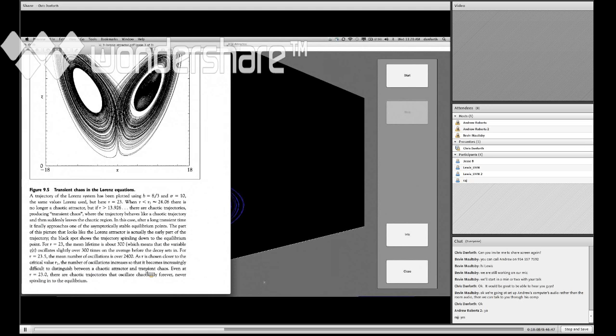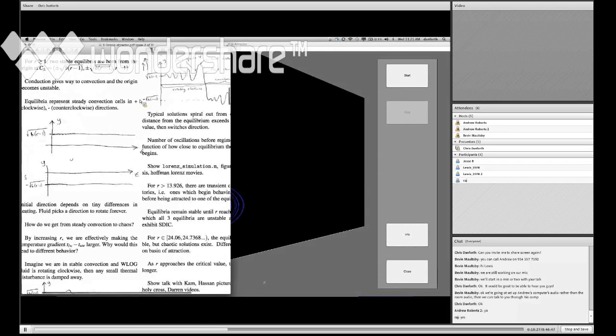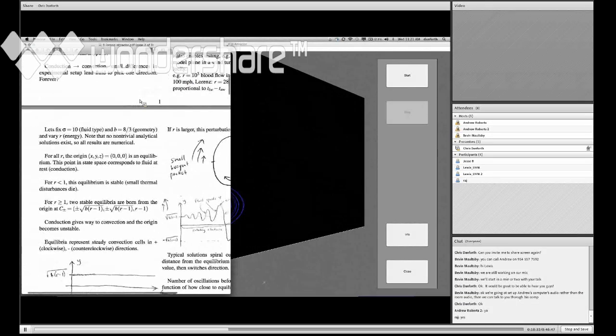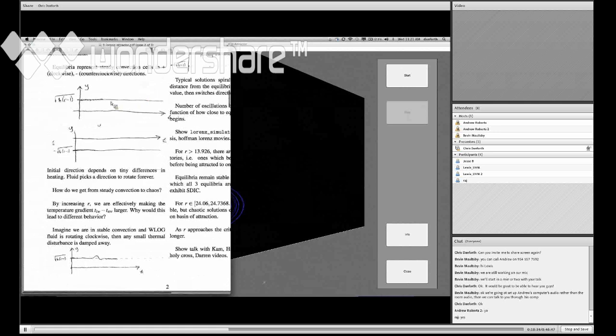just transient chaos. And even at R equals 23, which is a little backed off, there are chaotic trajectories that oscillate chaotically forever, never spiraling into the equilibrium. So those are regions of state space that don't ever approach the basin of attraction of these two stable equilibria. And so it's hard sometimes to tell which case you're in. Okay, so that's the story for stable convection.